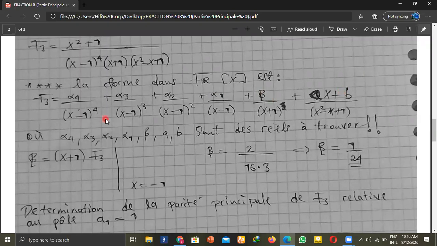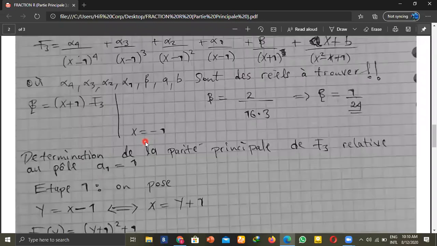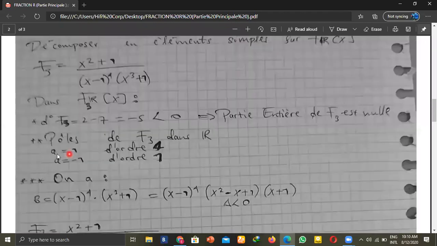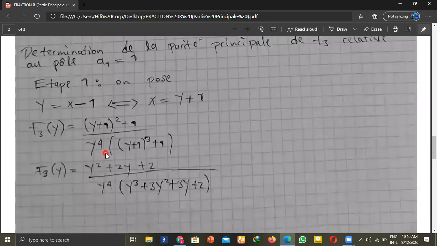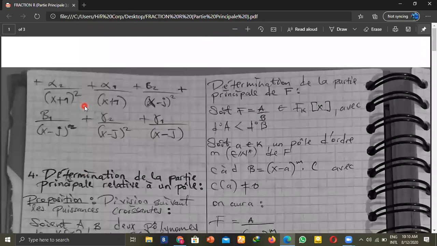So you go now, détermination de la partie principale. This is supposed to be partie principale de F3 relative au pôle A equal to what? To 1. So this is the pole that we're doing, right? So the first step, étape A, we said on pose y is equal to x minus 1. This is what we said here. What did we say here when we're posing?